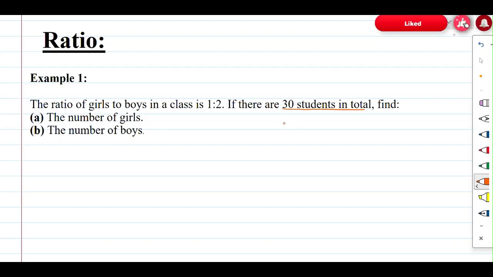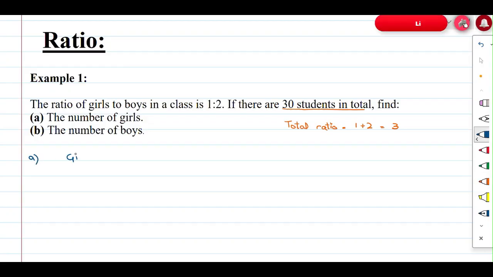Let me solve for the total ratio. As we know, the girls are in the ratio of 1 and the boys are in the ratio of 2, so 1 plus 2 equals 3. So the total ratio is 3 and the total number of students in the class is 30. Now let me solve for the number of girls for part A.